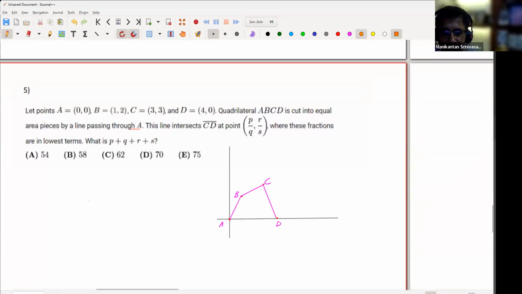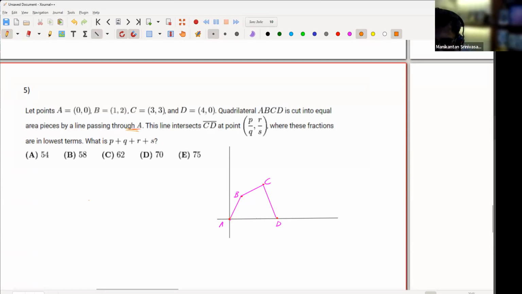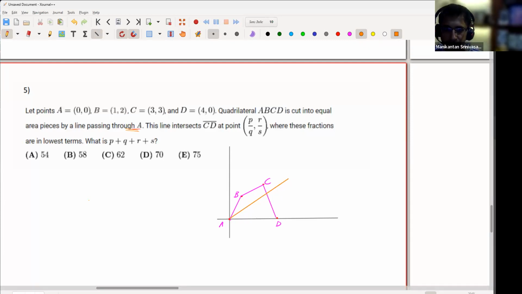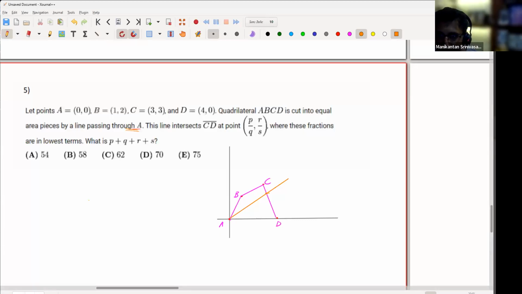Now he says there is a line passing through A that divides it into equal area pieces, which means it divides into 2 equal parts, right? It's a line passing through A. So roughly we just draw any random line. It doesn't have to be parallel to BC. In fact, let me draw it so that it does not look parallel to BC. Okay, fine, I'll just draw it like this. It's some random line, and that cuts CD at a point, right? So he wants the coordinates of this particular point.